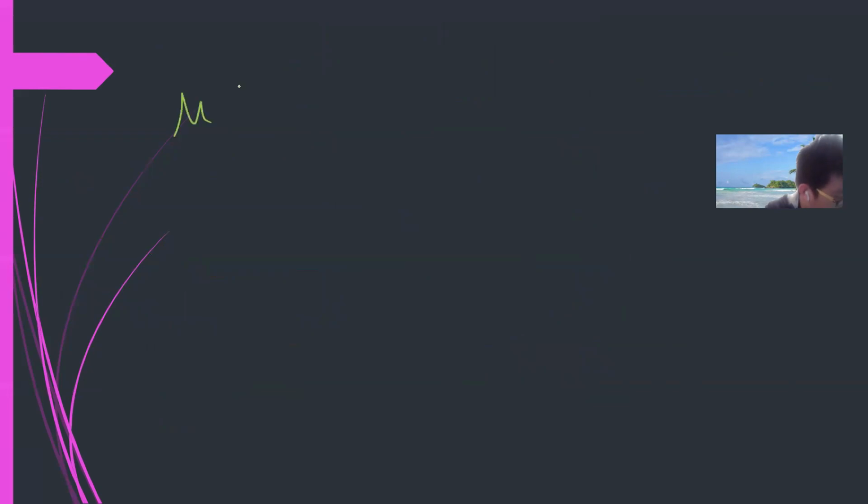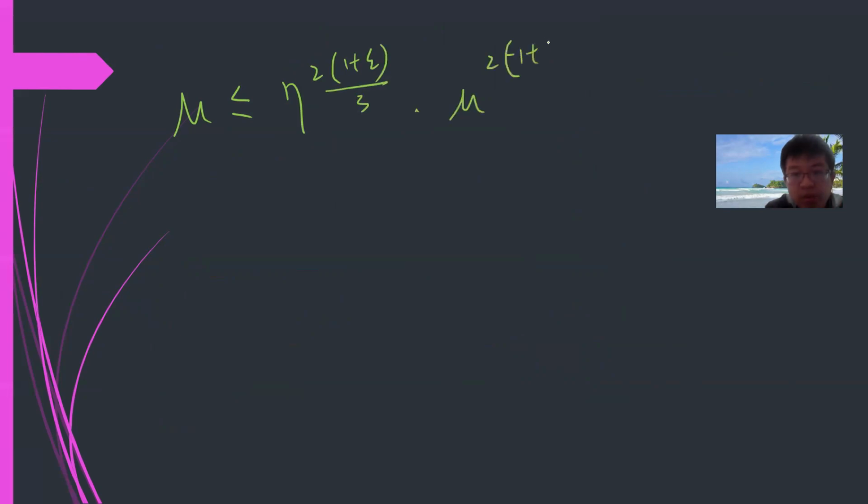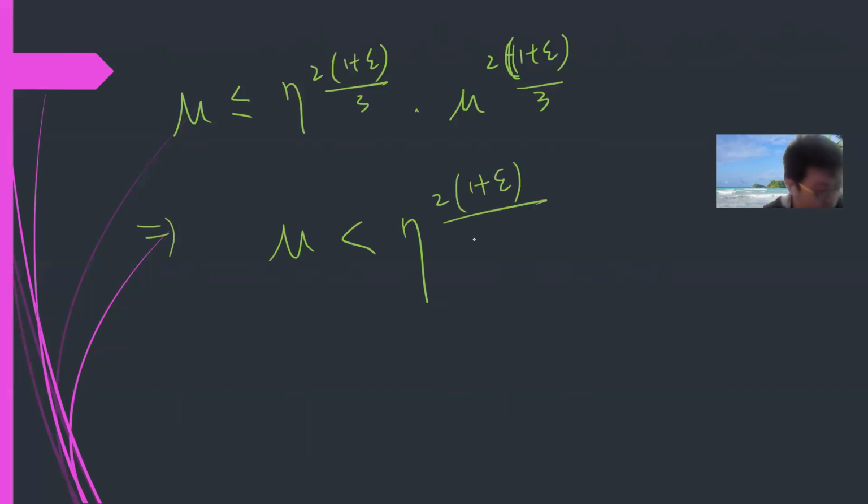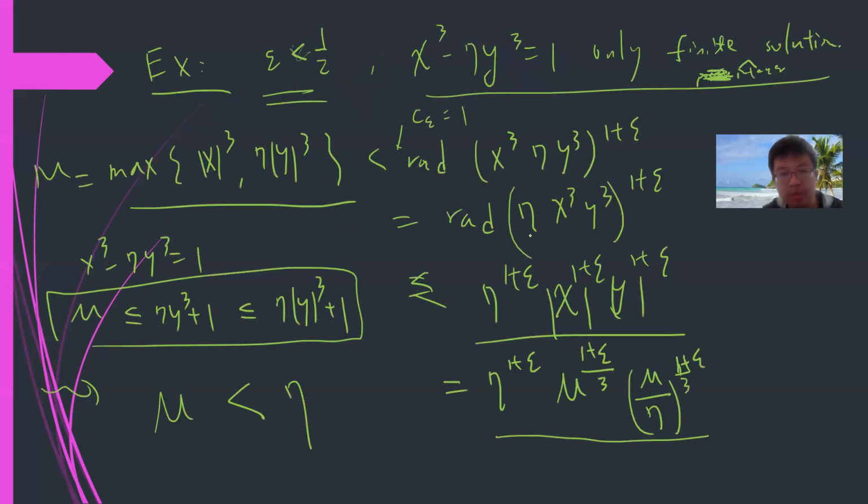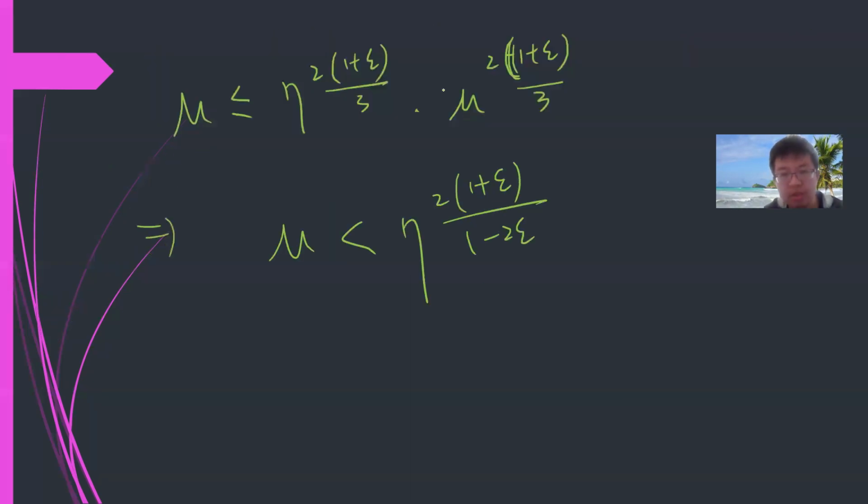So I get m less than or equal to 7 to the 2 times 1 plus epsilon divided by 3, times m to the 2 plus epsilon divided by 3. Okay, so combining everything, I can get m less than 7 to the 2 times 1 plus epsilon, divided by 1 minus 2 epsilon. So basically, if you assume that epsilon less than half is correct, then this guy is positive. So only finite solutions.